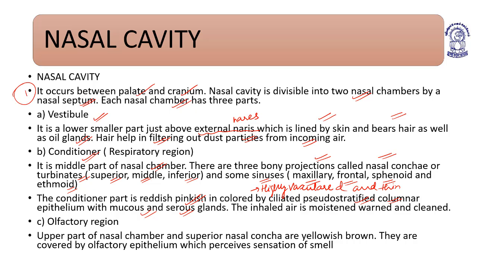So basically, you can see the nasal chamber is divided into three parts. One is the vestibular, second is the respiratory, and third is the olfactory region.